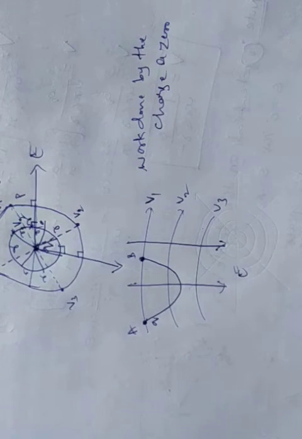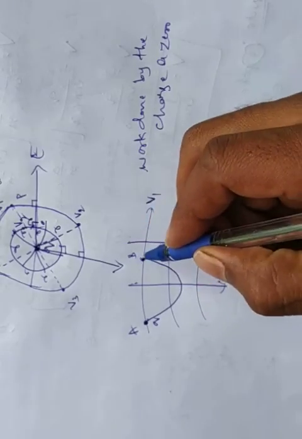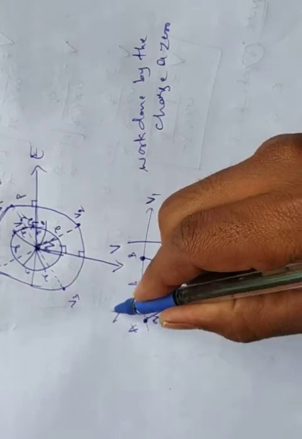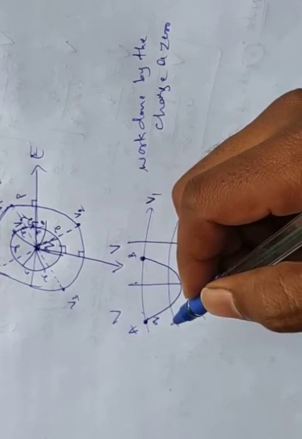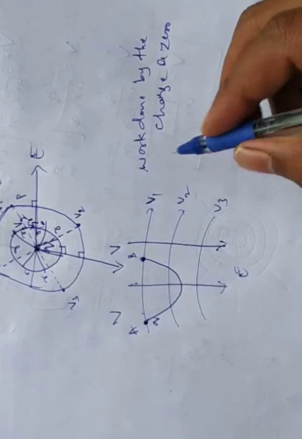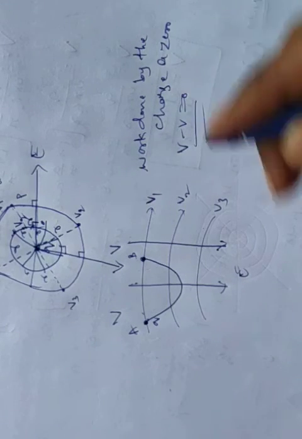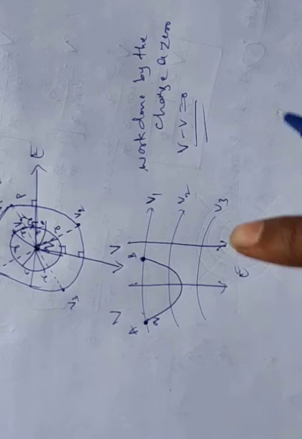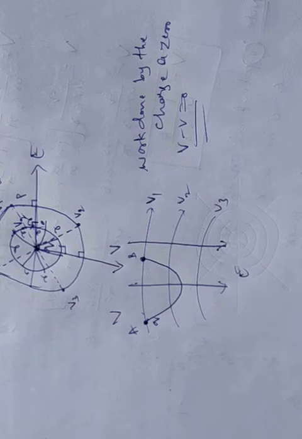Why is the work done by the charge 0? Because see, at this point B what is the potential? V. At this point A what is the potential? V. So what is the difference of this potential? Because we know that the work done is nothing but the difference of the potential. So what is the difference? V minus V is equal to 0. There is no difference in the potential, so there is no work. So the work done on moving a charge in an equipotential surface is 0.